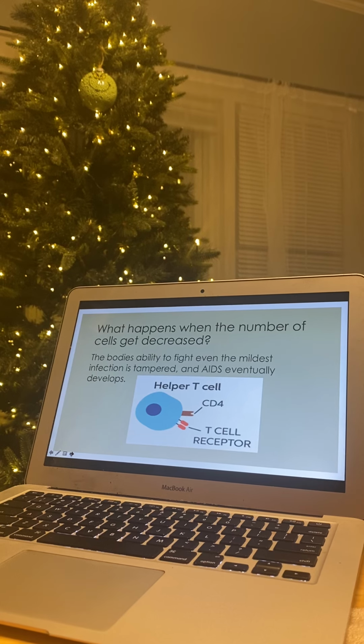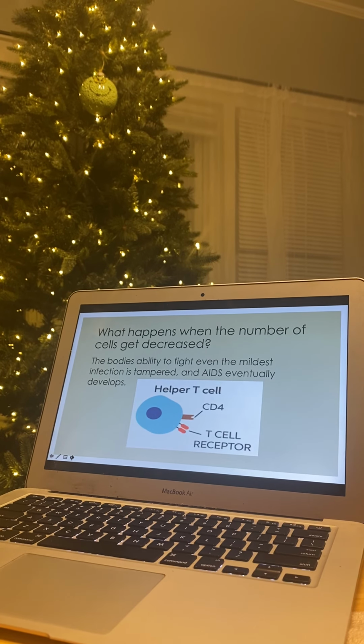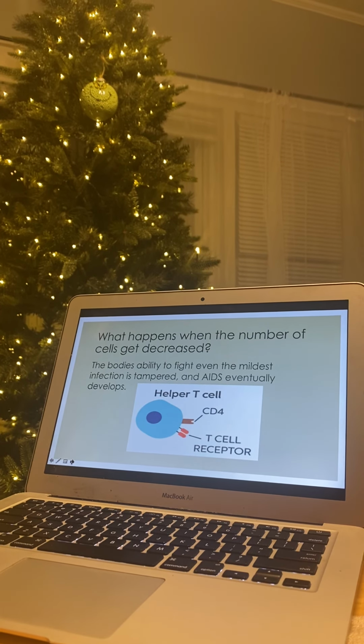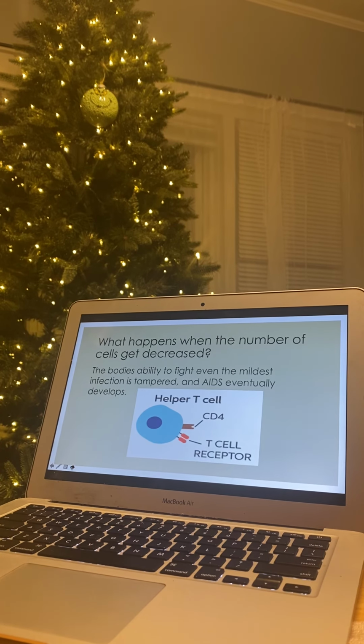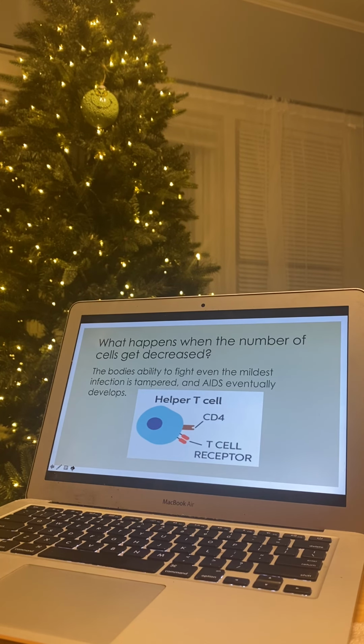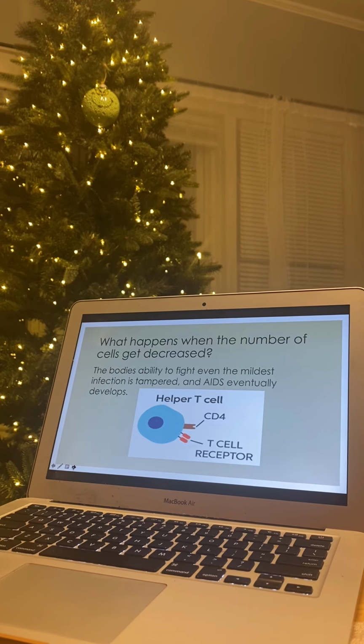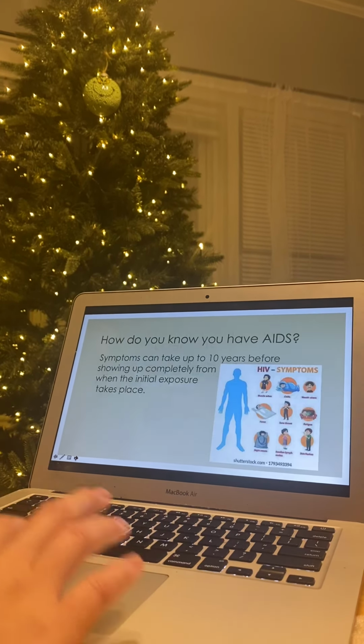So this is talking about how HIV affects your immune system, and it breaks it down to where it is not working how it should, keeping you from getting sick so easily. And that is how AIDS eventually develops and sets up in your body.